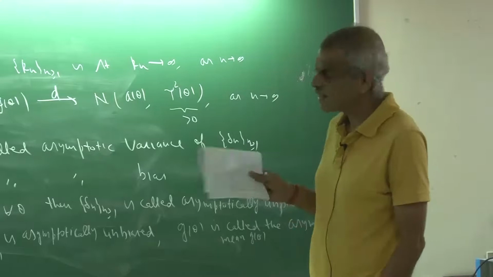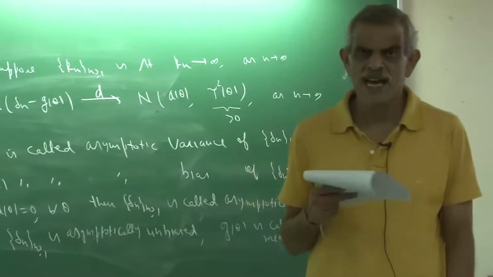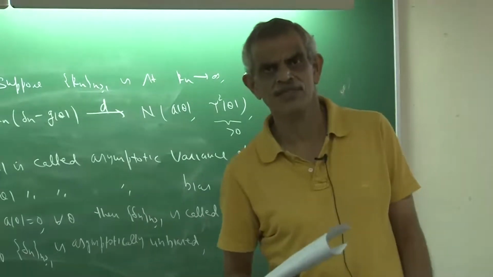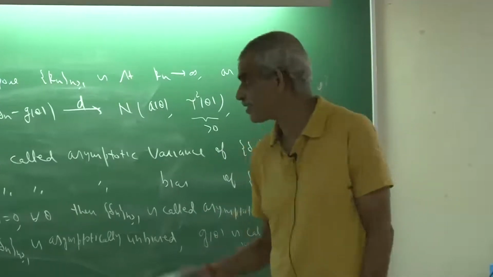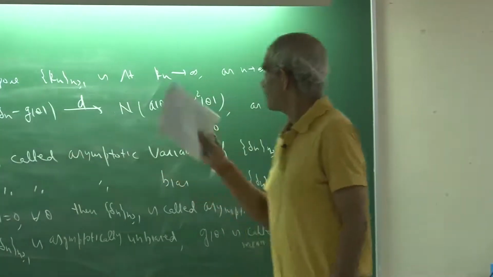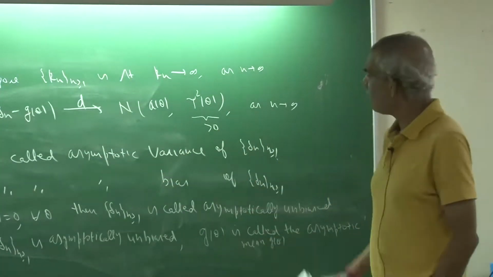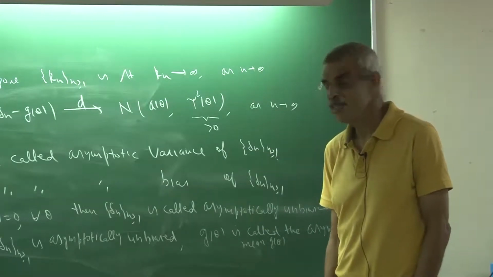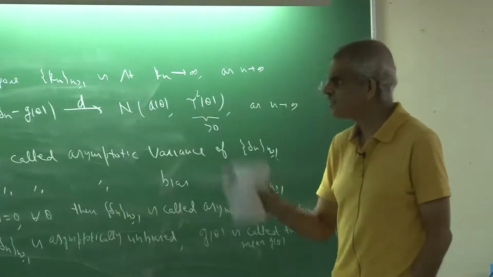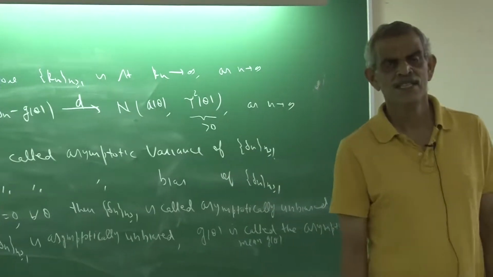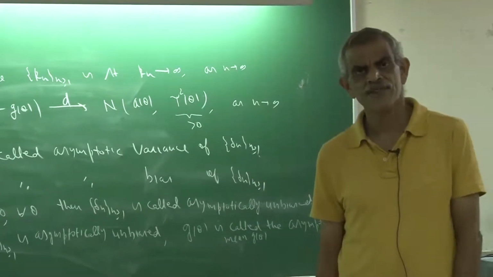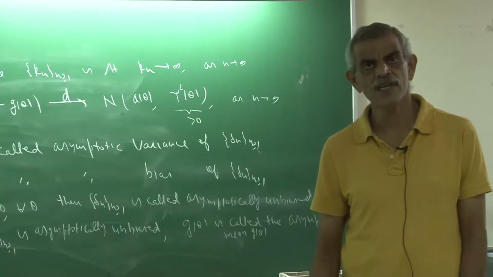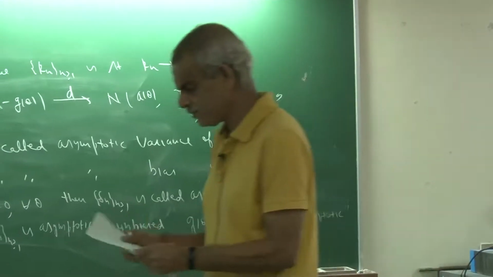So first of all, if delta_n is an estimator of g(theta), I would expect that A(theta) should be 0, because asymptotically they should be unbiased. Second thing, I would expect tau square(theta) to be as small as possible. So this, in a certain sense, gives me a hint to compare different estimators asymptotically in terms of a limiting distribution.